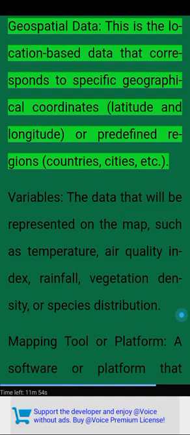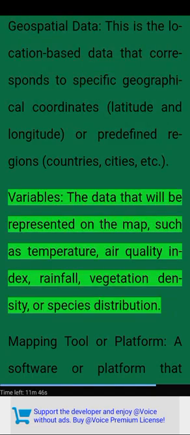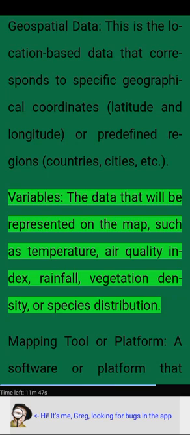Components of data mapping. Geospatial data. This is the location-based data that corresponds to specific geographical coordinates, latitude and longitude, or predefined regions, countries, cities, etc. Variables. The data that will be represented on the map, such as temperature, air quality index, rainfall, vegetation density, or species distribution.